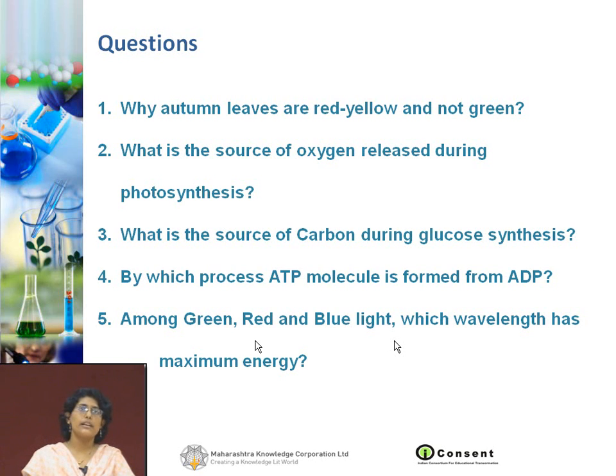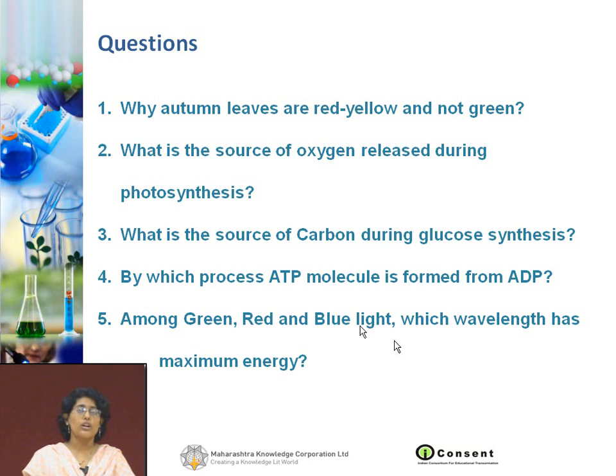Wavelength range for the visible light is 400 nanometers to 700 nanometers. The blue light ranges between 300 to 500 nanometers, whereas red light ranges between around 600 to 800 nanometers. So, the blue light has shorter wavelength and red light has longer wavelength. So, therefore, the blue light will have maximum energy, whereas red light will have lesser energy as compared to blue light.